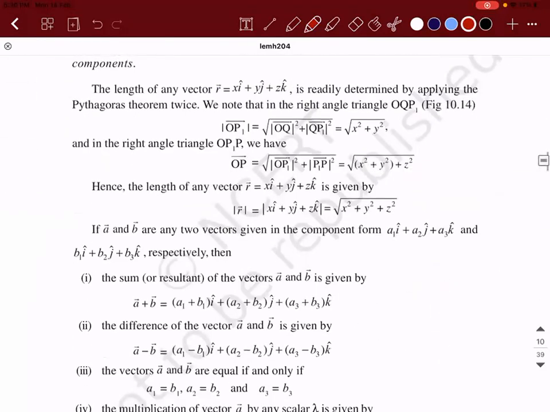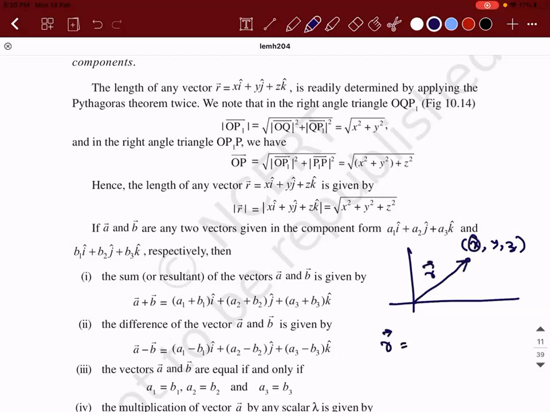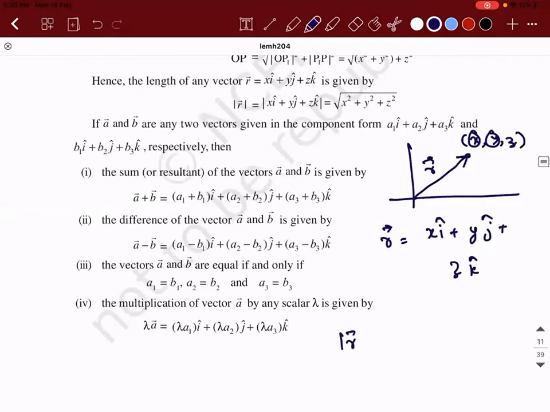Okay. So if I extend the same thing from a plane to space, if there is a point x comma y comma z, then R vector will be equal to x i cap plus y j cap plus z k cap. Then what is the magnitude of R vector? Root of x square plus y square plus z square.